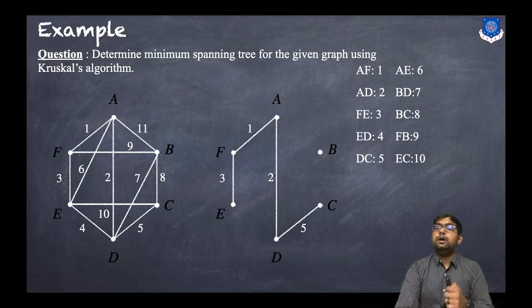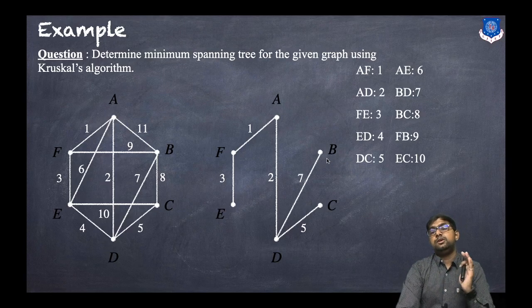Okay, then what is this edge? AE. Now if we take this AE, it will again contain a cycle, but that is not possible as we are looking for a minimum spanning tree, an acyclic graph. So this AE cannot be there. Then next BD. Now this BD, we can draw. Fine. So this is BD.